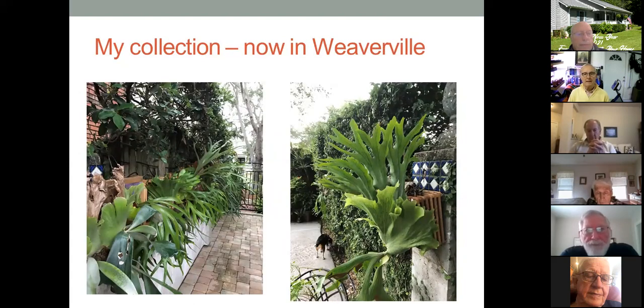And then here's a couple of pictures of my own collection. This is actually our house in Florida, where I had these hanging on a wall. And this is a Platycerium holttumii that I mentioned to you that seems to be very happy outside.